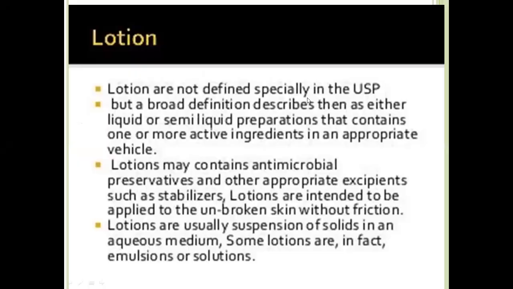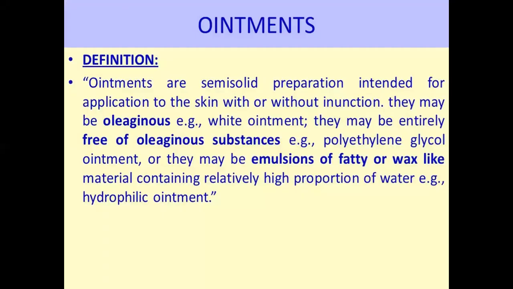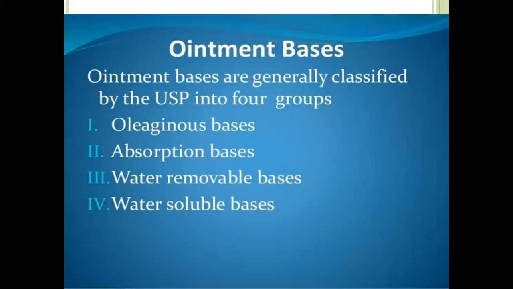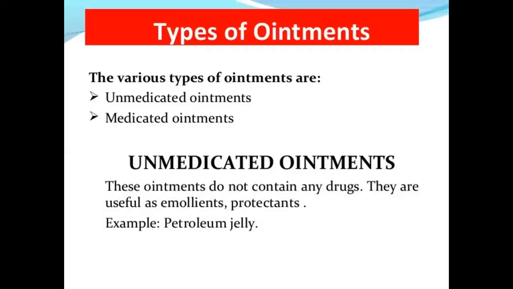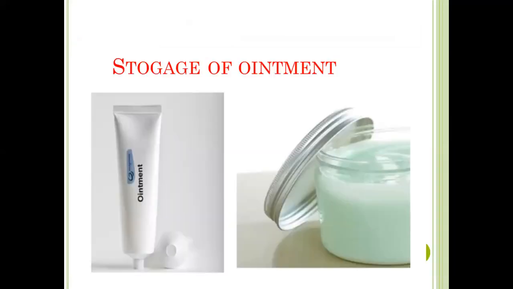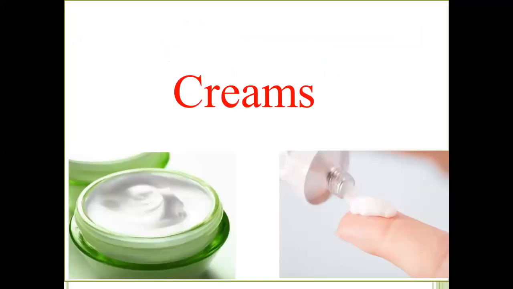In the previous lecture, we discussed ointment, in which the definition of ointment is a semi-solid dosage form intended for application to the skin without friction. Then there were advantages, disadvantages, bases, types, then how ointment is to be prepared, their storage conditions, then quality control tests for ointment. After that, we are going to start.